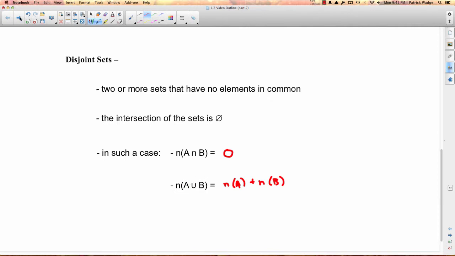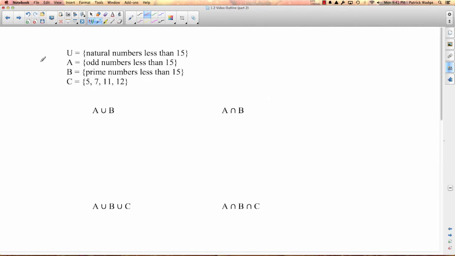Okay, let's do some examples, and for these examples we're going to use these four sets right here. The first set is the universal set, and in this case the universal set is going to be the natural numbers less than 15. And just so we can picture this, we're going to write it out, but I don't know, this one's probably not necessary to write out. Natural numbers less than 15.